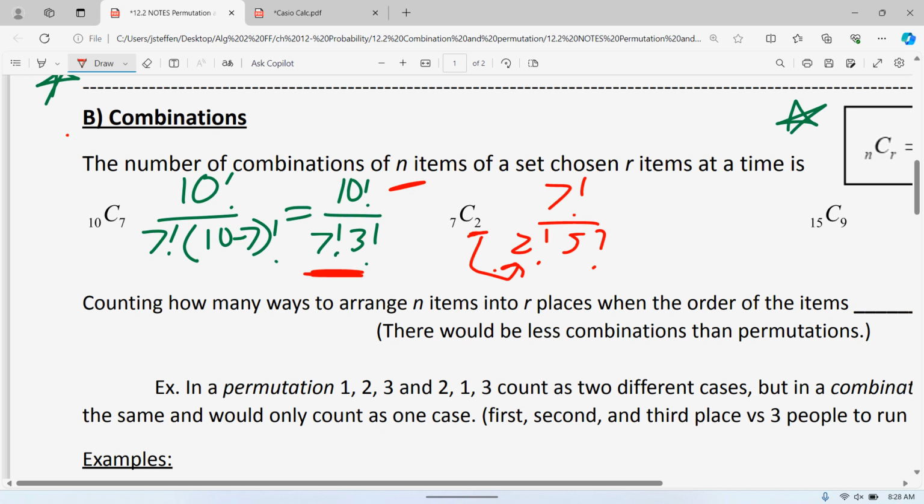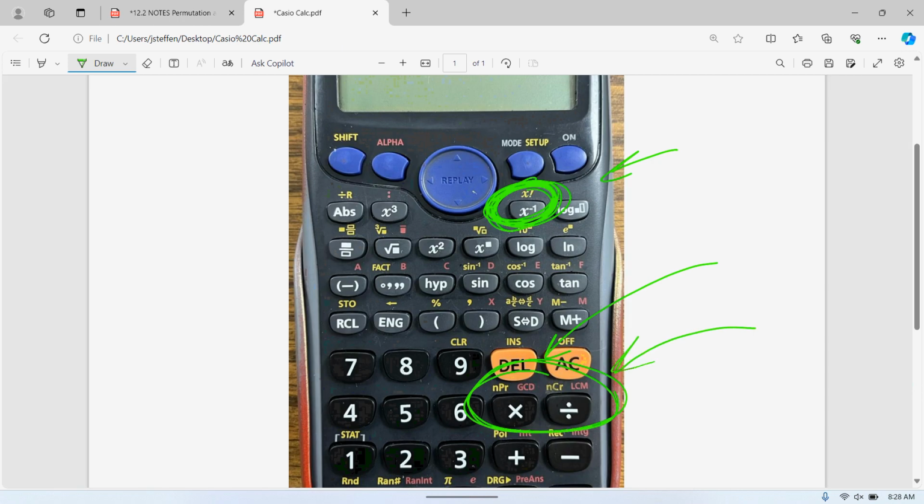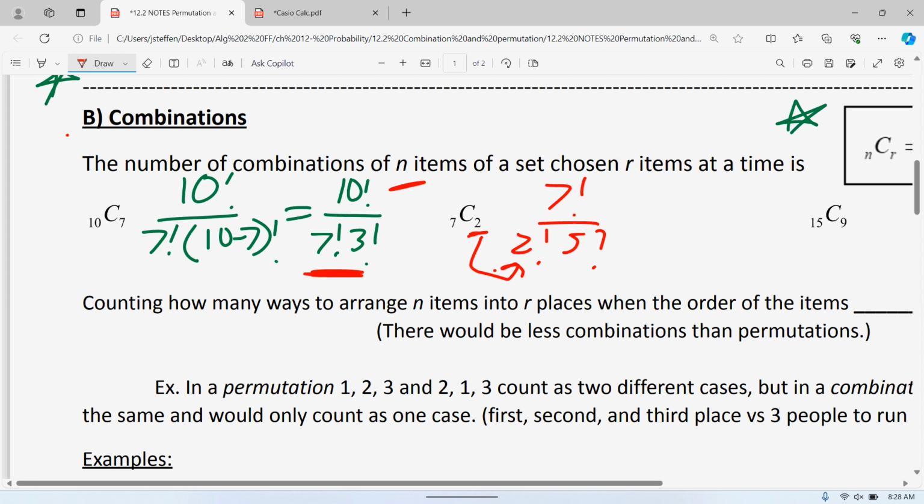Now, to put these in your calculator, again, it's the same thing we talked about before. It's just the button right beside the permutation. For these calculators, it's on the division sign. Again, if you can't find it, let me know. So we have 10 combination 7. This one is 120. And 7 combination 2 is 21.